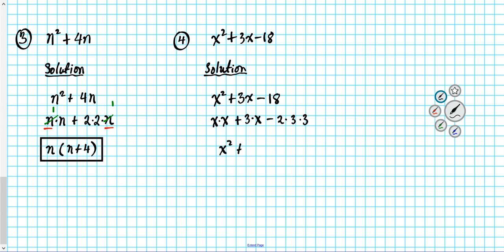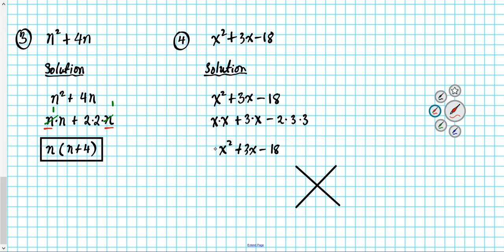X squared plus 3x minus 18. Now, since we're factoring a quadratic trinomial, we need 4 terms so we can factor by grouping. So we are going to use the x game to help us with that. So let's go ahead and play the x game.